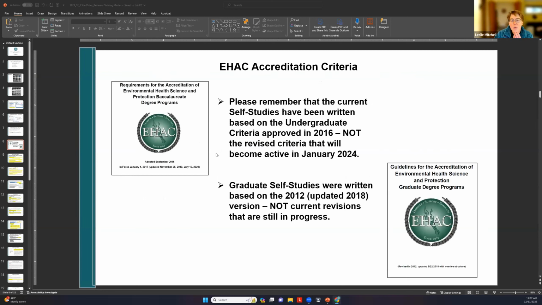Tanya wanted to reiterate this point that all of these self-studies have been prepared based on our past, our current undergraduate requirements and our current graduate guidelines. So we have a new version that we've approved, and that will go into effect for the undergraduate requirements January 1st of 2024. But right now, these self-studies are based on the requirements that were adopted in 2016 and revised more recently, and the same with the graduate guidelines. Just wanted to make that very clear, because I know that the revisions are fresh in our heads.